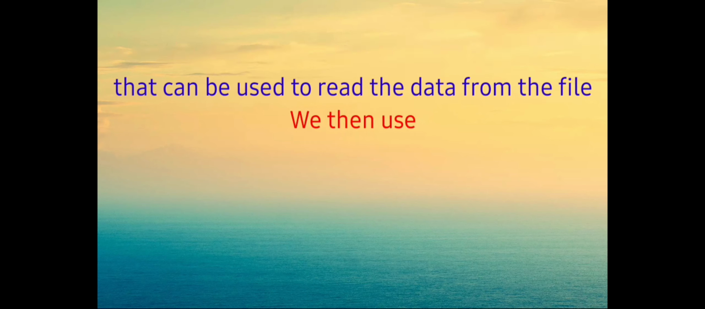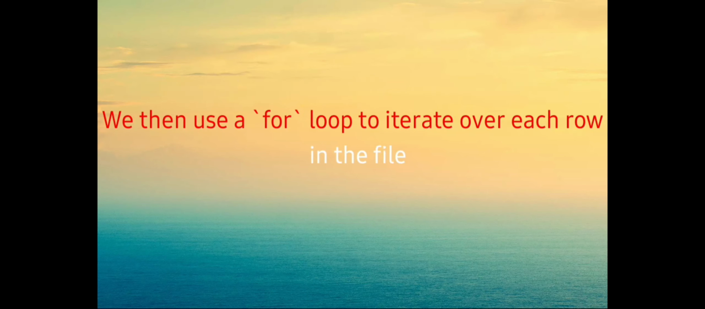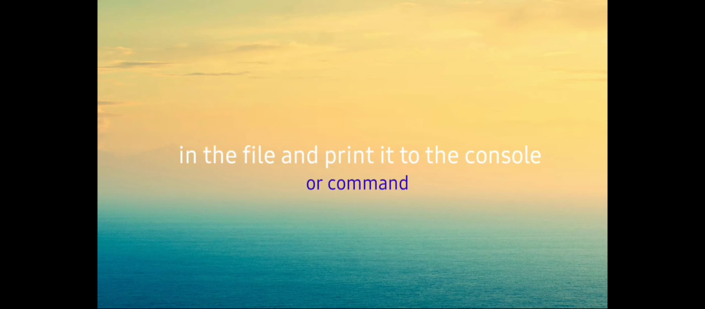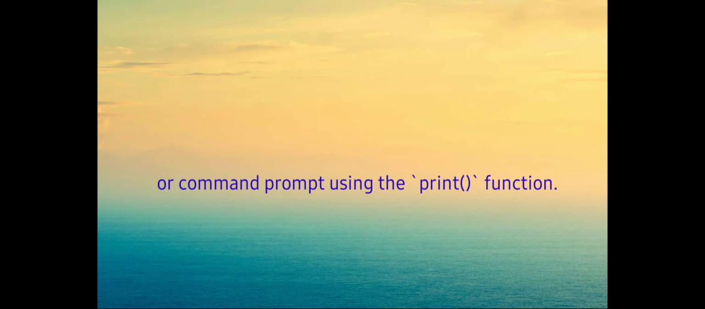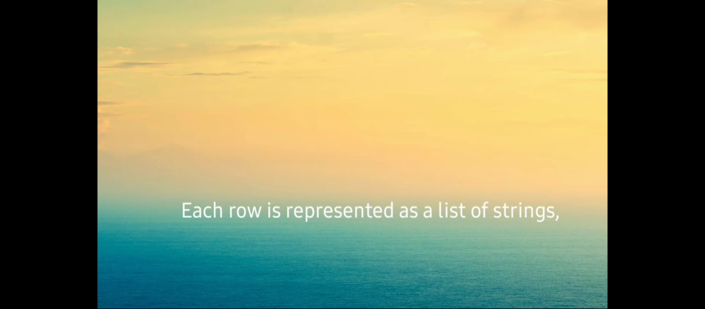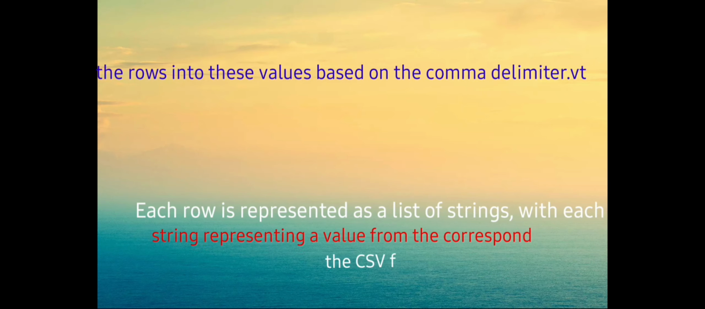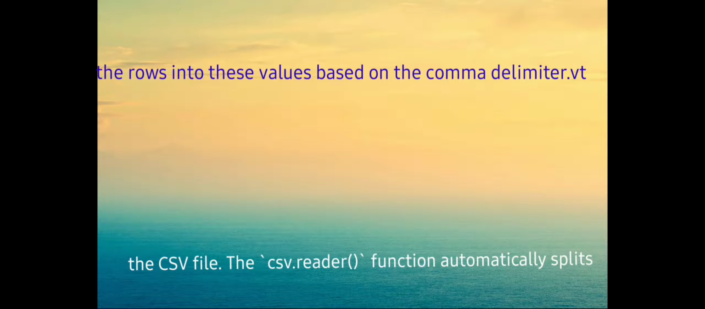Each row is represented as a list of strings, with each string representing a value from the corresponding columns in the CSV file. The csv.reader function automatically splits the rows into these values based on the comma delimiter.